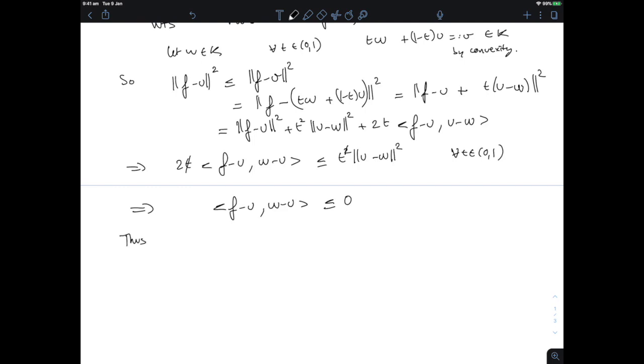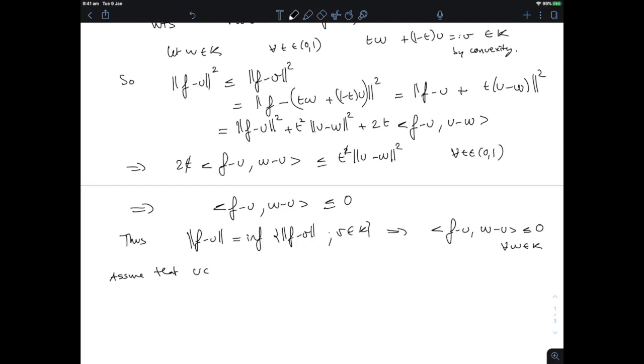So what have we proven? We've proven that if u is defined such that it realizes the distance between f and K, then it satisfies the inequality that the inner product of f minus u with w minus u is less or equal to 0 for all w in K. Now let's go the other way and assume that u in K is such that the inner product of f minus u with w minus u is less or equal to 0 for every w in K.